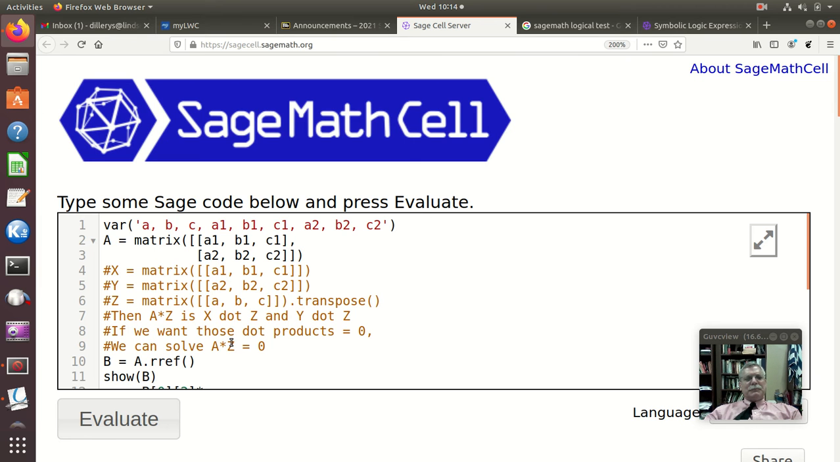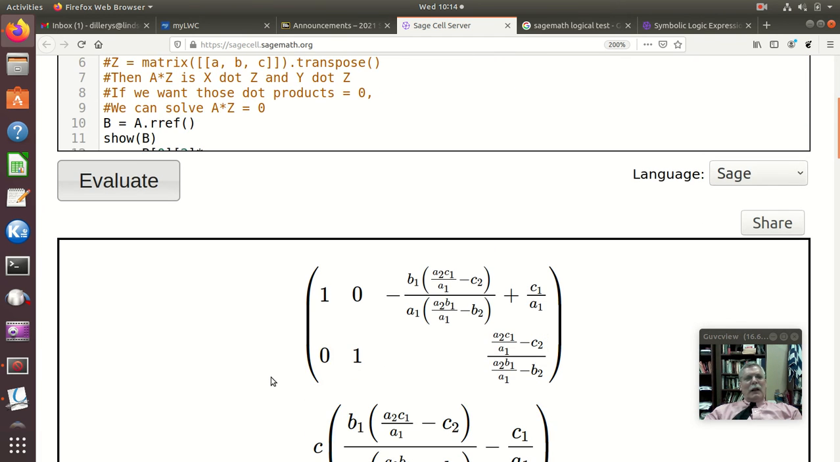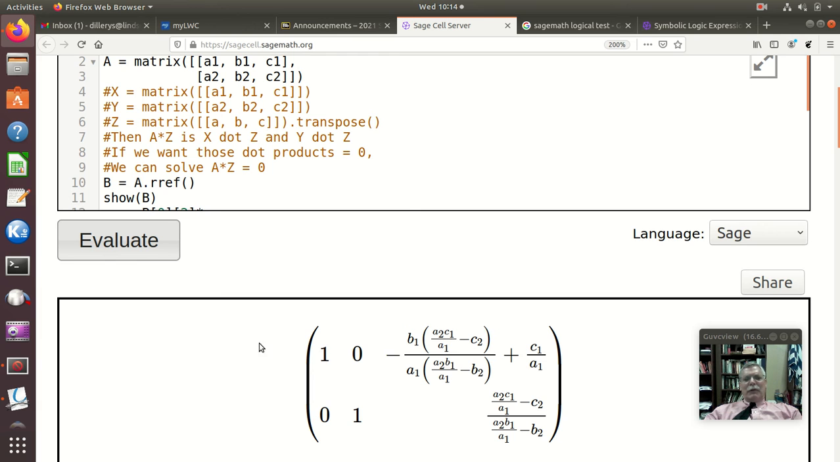And so all I do is, there's A. I set up that matrix. I do its reduced row echelon form and solve for B. So I do that. And so I've got other stuff here too. But I do that, and I get that A is equal to the negative of this thing.